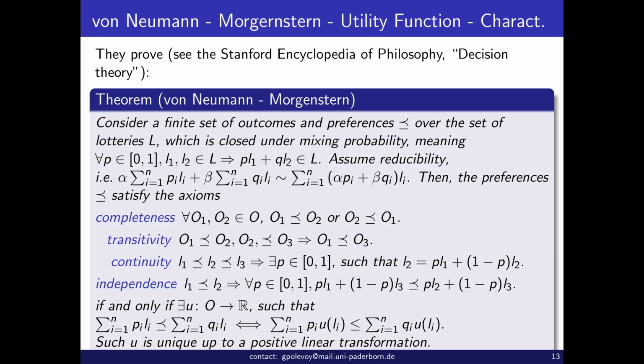So completeness. For every two outcomes, either one is preferred to the other one, or the other one is preferred to the first one. And so it's a complete order. Transitivity: if 2 is preferred to 1 and 3 is preferred to 2, then 3 is preferred to 1.